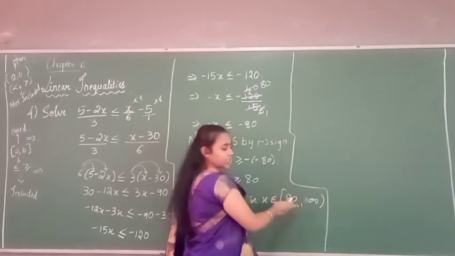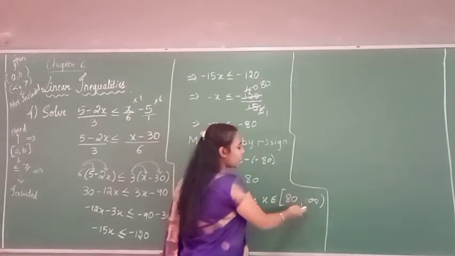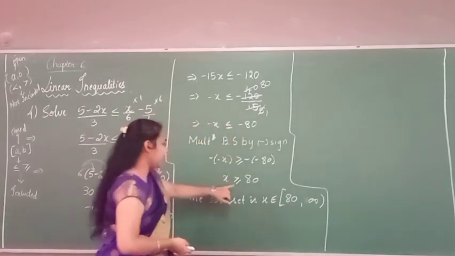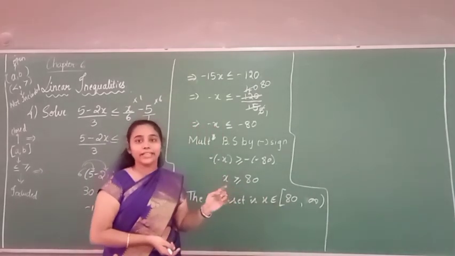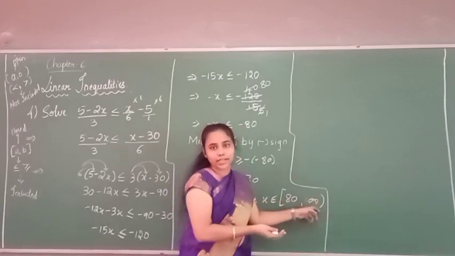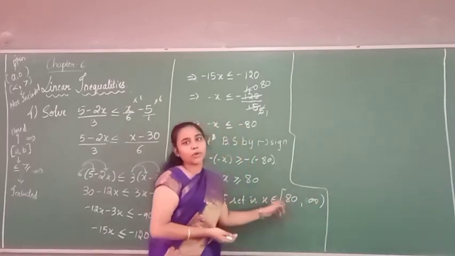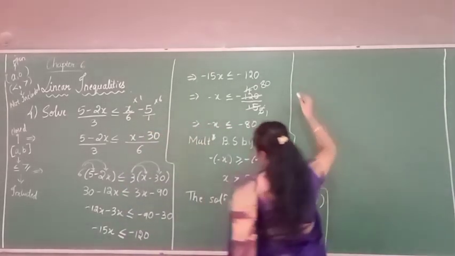Just make this correction. Here it is plus infinity because it is greater than or equal to. If it is less than or equal to, then it will be minus infinity. And when you are writing the infinities, plus infinity will always be towards the right hand side and minus infinity will always be towards the left hand side. Is it clear? Next solved example.